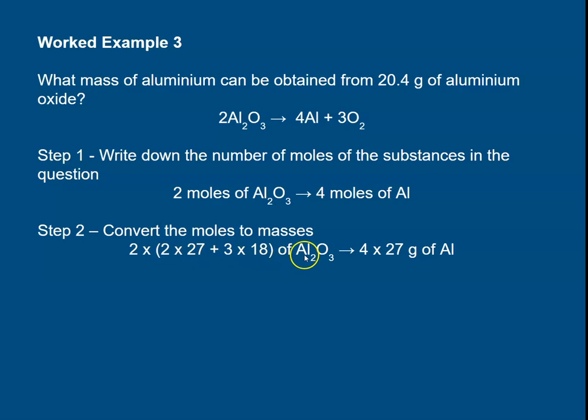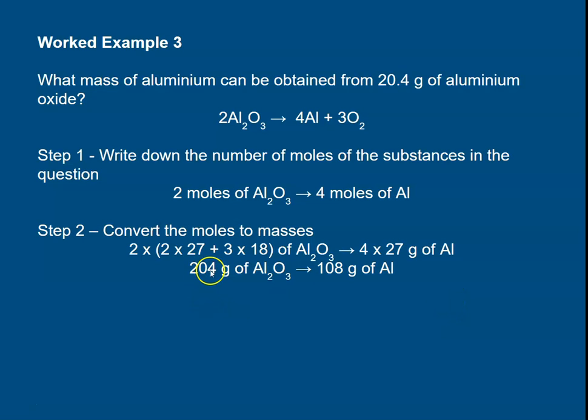2 times 27 for the aluminium, plus 3 times that should say 16. That's a typing error, apologies for that. For the oxygen, and times 2 because of the 2 in front. 4 times 27 for the aluminium. Do the sums. I've got the right answer despite my incorrect working. That is 204 grams. Gives 108 grams of aluminium.